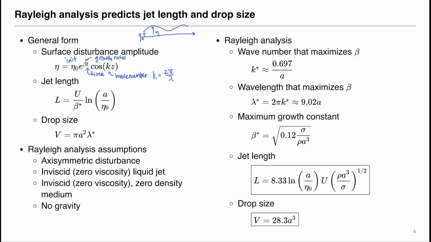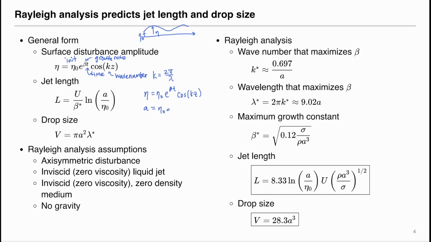To get the jet length, we will assume that when the surface disturbance amplitude is equal to the jet radius a, then the jet will break. So if we write it out again, we have eta equals eta naught e to the beta t cosine k z. So we're assuming when eta is equal to jet radius a, then it will break up.